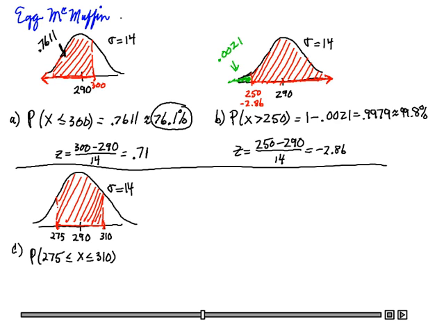And now I need to get the z-scores. So the z-value for 275, how many standard deviations is that to the left of the 290? And that turns out to be a negative 1.07. And the z-score for the 310, how many standard deviations is that to the right of the 290? And that turns out to be 1.43.